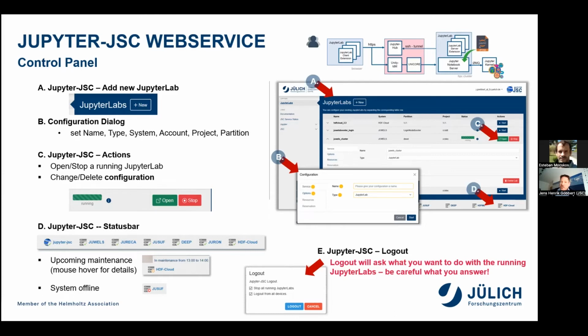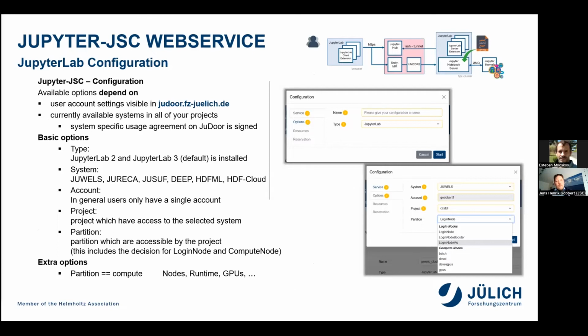So not only just starting a new JupyterLab, but of course you need to know what's going on in the background. You need to be able to stop it. You need to know the status of the system, and especially you need to be able to configure where your setup is supposed to start. So if there are multiple systems, you need to be able to say which system you want to use.